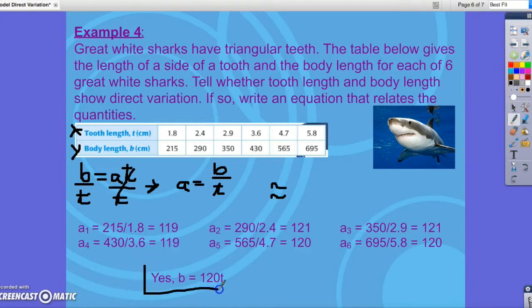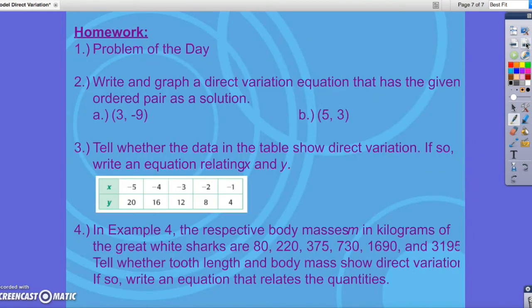So like I said, real life situation, it's still really close enough. And even if you looked at the example before, that was not a direct variation. The numbers were all over the place. All right, so that's it for the lesson. Make sure you complete all 4 problems and get ready for tomorrow.